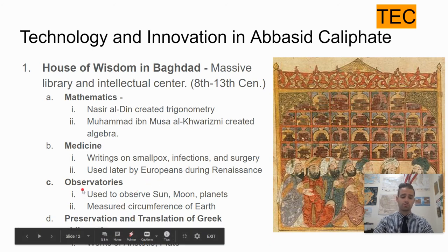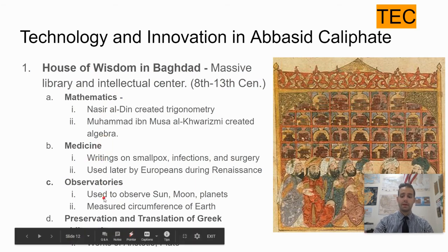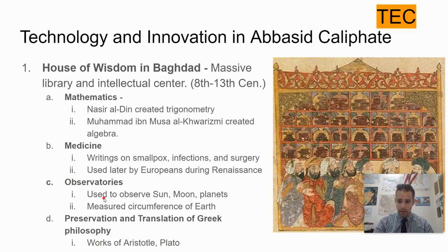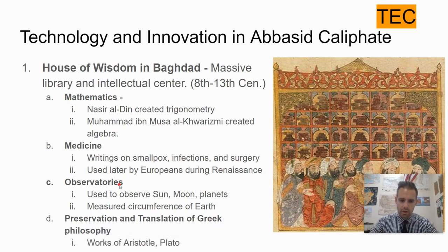They bring observatories as well. So not only are they looking mathematically and medicinally, but they're also looking at space. So Nicholas Copernicus and Galileo Galilei, who are famous European scientists who viewed space, well, they owe a debt to the people in the House of Wisdom in Baghdad, because the scientists in the House of Wisdom observed the sun and the moon and the planets. They measured the circumference of the earth. They did all of those mathematical things and scientific things in order to lay the groundwork for some of those big European minds like Galileo and like Nicholas Copernicus, who we'll talk about a little bit later.